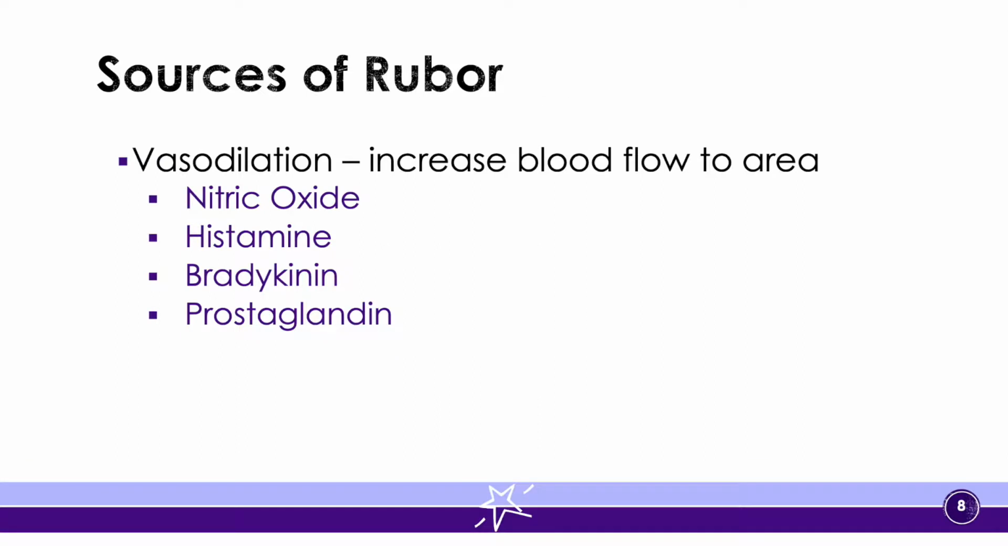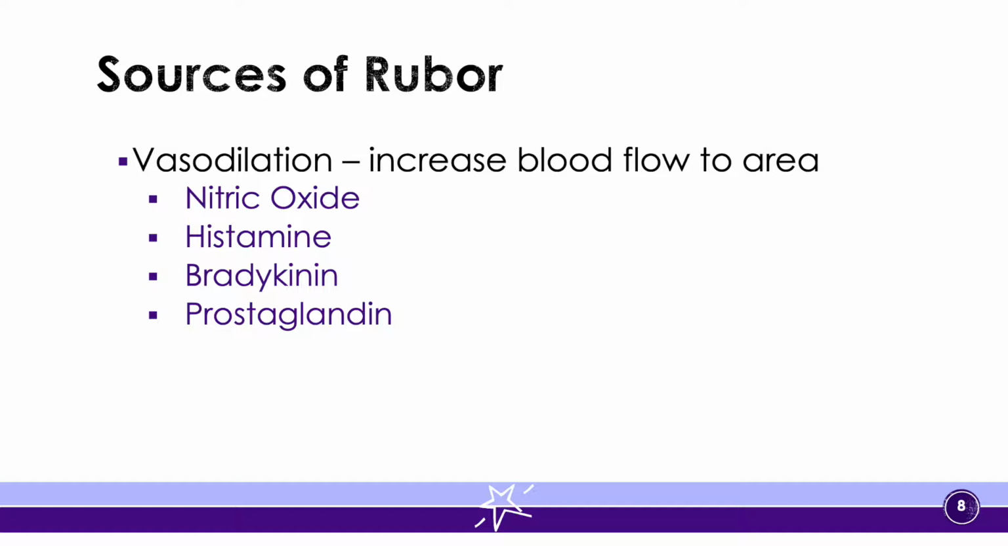So now let's take a look at our sources of rubor. So this is our redness that we can see in the area. So remember, when we have vasodilation in the area, it's increasing blood flow to the area. And as it does that, it's bringing more red blood cells to the area as well.